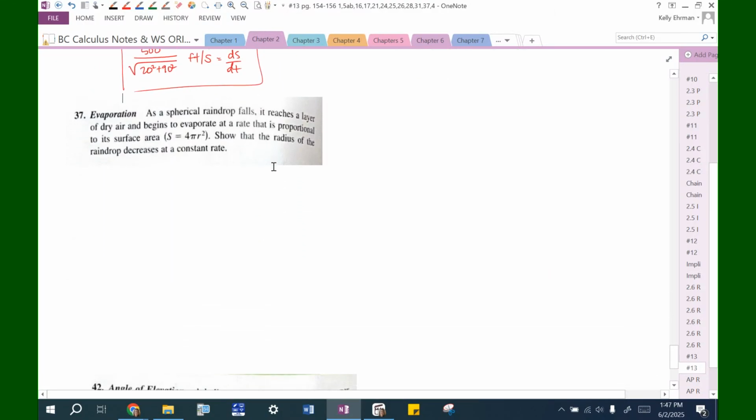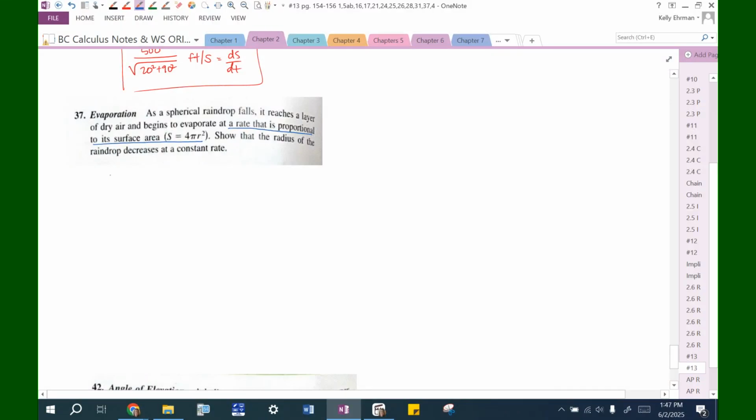All right, number 37. As a spherical raindrop falls, it reaches a layer of dry air and begins to evaporate at a rate that is proportional to its surface area. And they've given us the surface area formula. Show that the radius of the raindrop decreases at a constant rate.